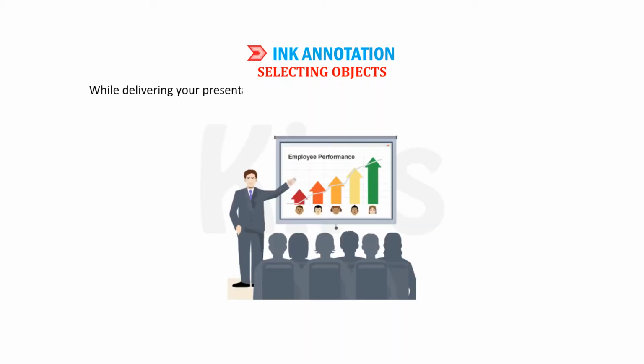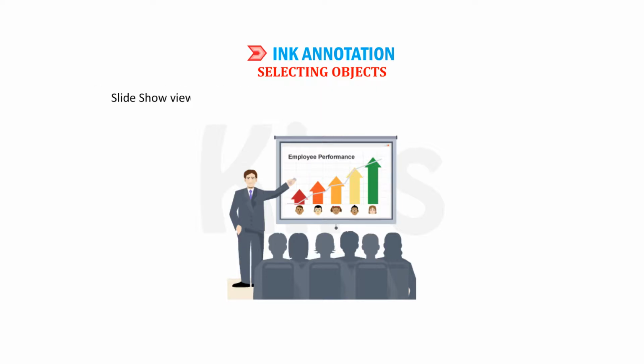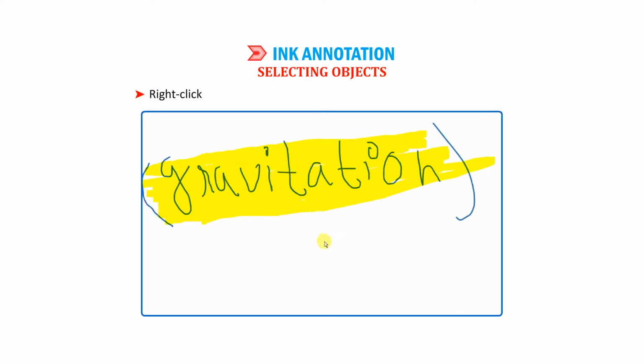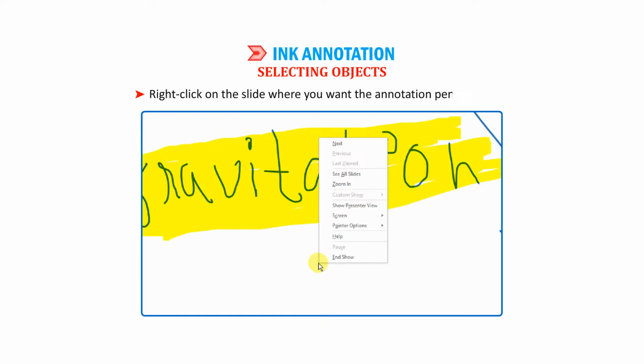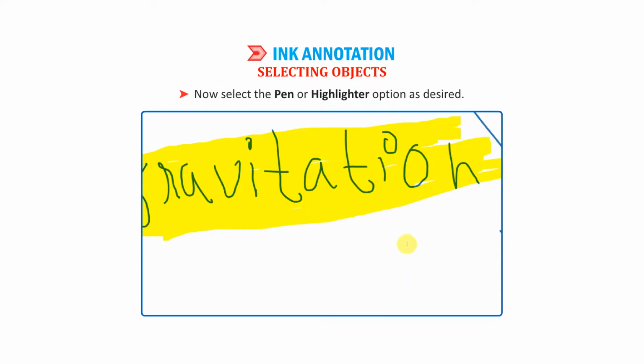While delivering your presentation to the audience, you may need to emphasize a word or phrase or make some explanatory notes on the slides. Slideshow view provides you with various options to annotate your presentation. To add ink annotations during the slideshow, right-click on the slide where you want the annotation pen to appear. Select the pointer options from the context menu.